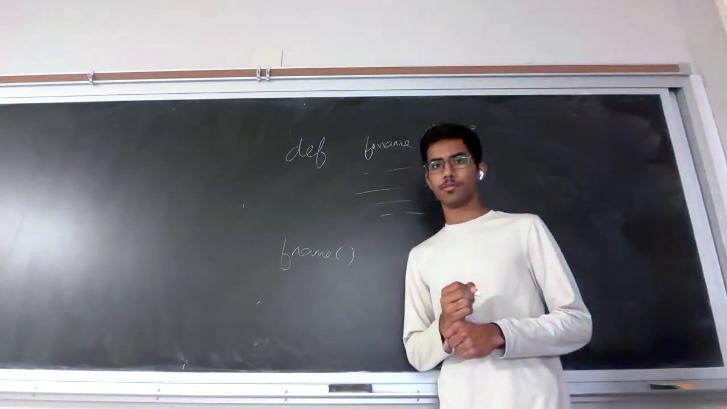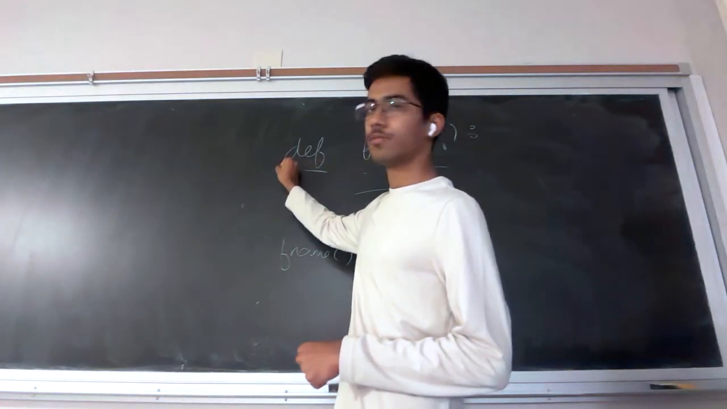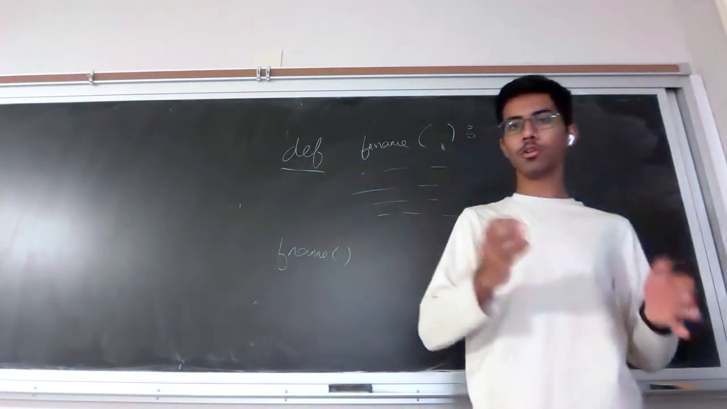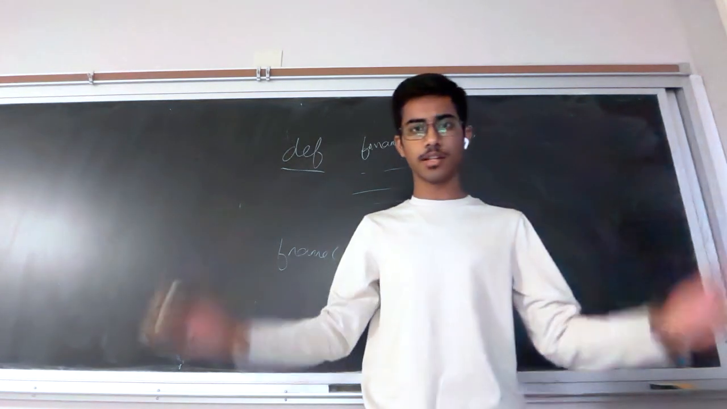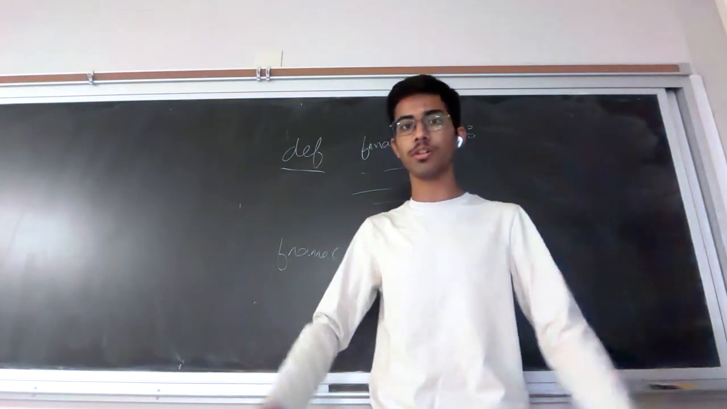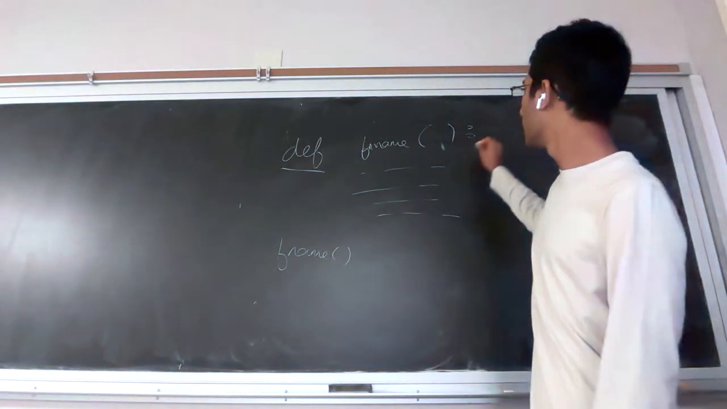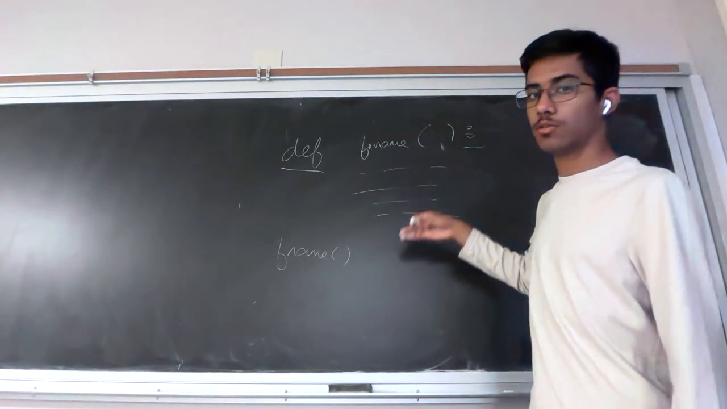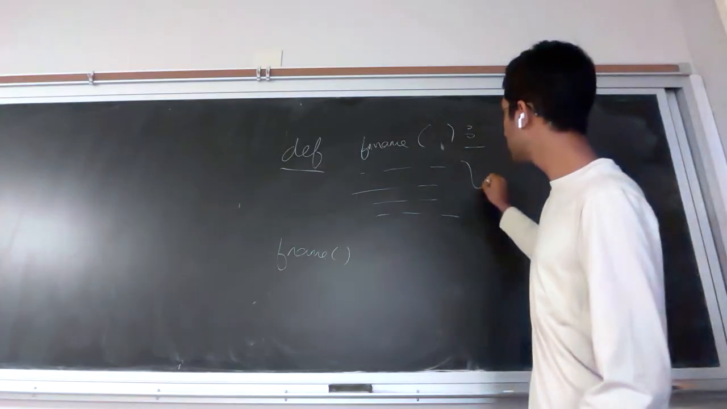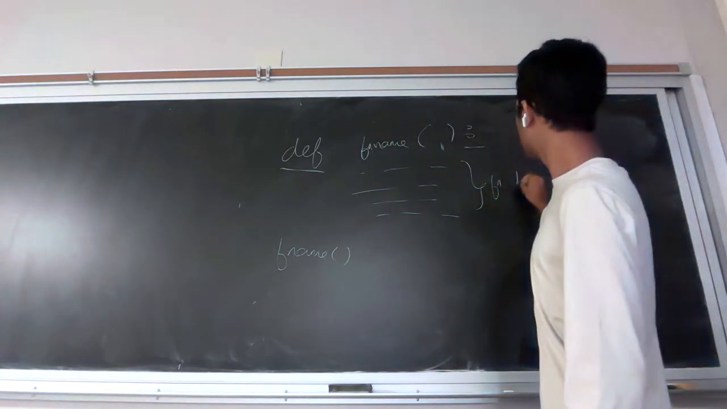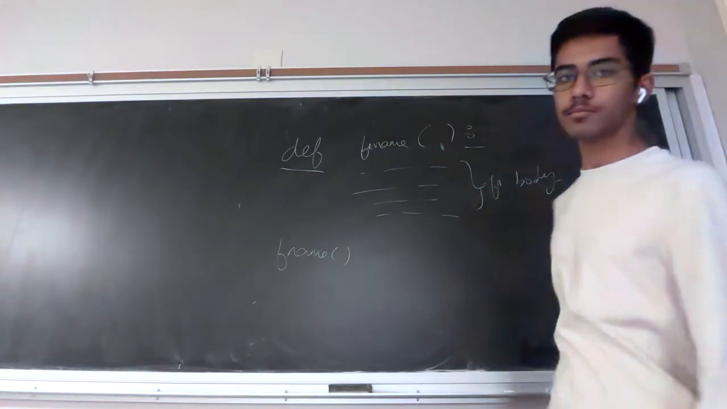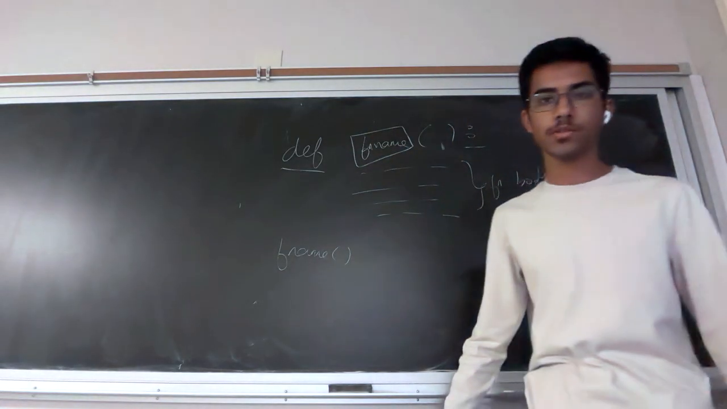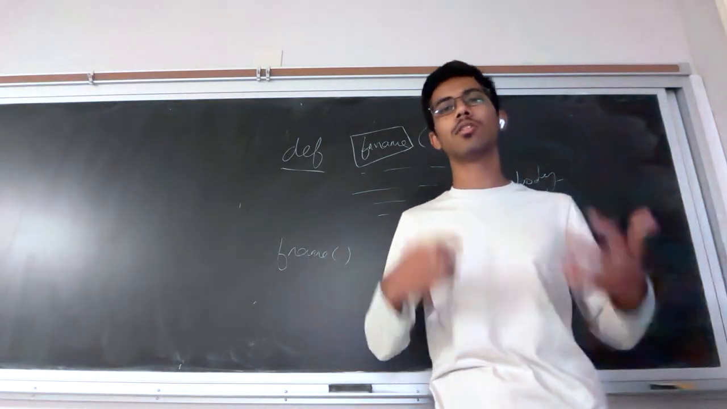Let's break this down. Def is a keyword. It tells the computer that whatever follows it is the declaration of a function. We are creating a new function and this is where it starts. Colon is used to indicate what comes now is the body of the function. So this is the function body. This f name is the name of this function. It could be anything. It could be cat, dog, doesn't matter.